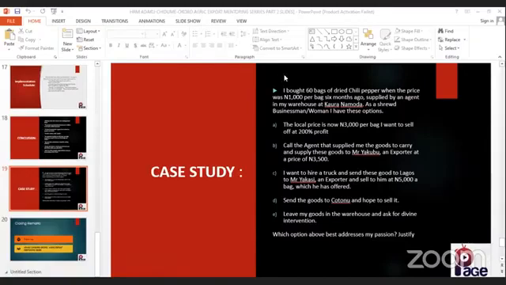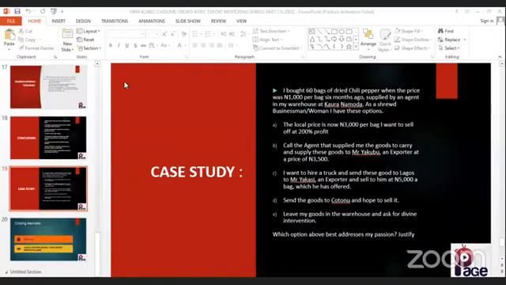So the case study goes like this. Listen, I bought 60 bags of dry chili pepper when the price was 1,000 per bag 6 months ago. And these goods were supplied by an agent in my warehouse at Kauranamuda.